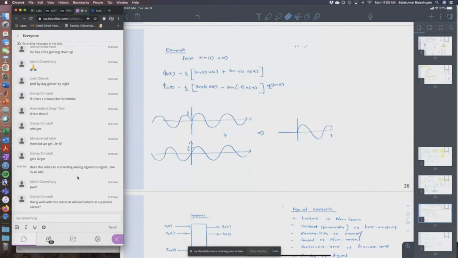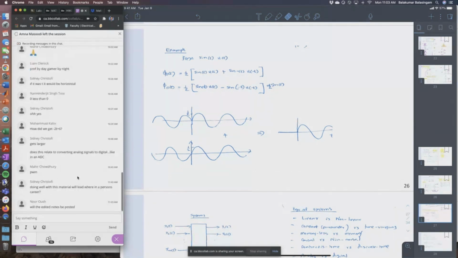Well, doing well with this material will lead where in a person's career? That's a philosophical question. Whatever you do, we just do it well.